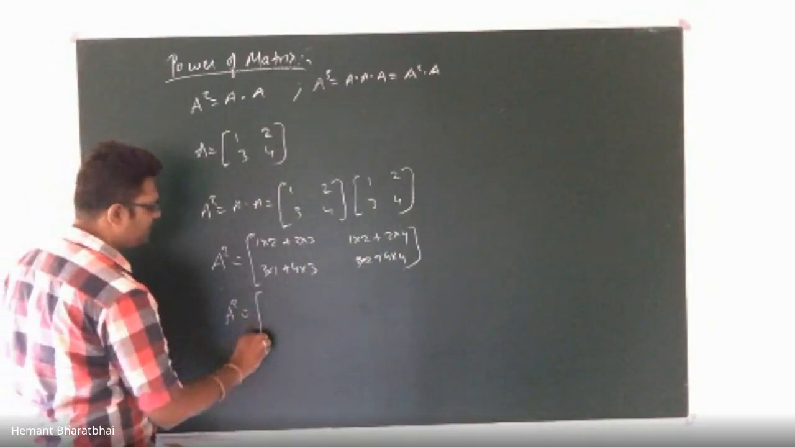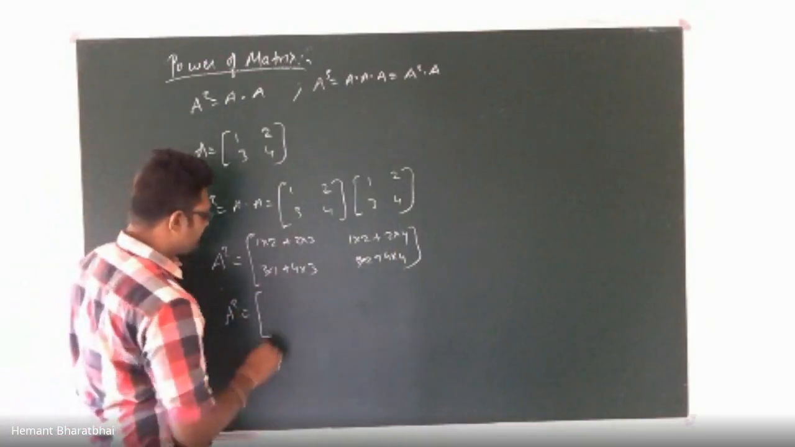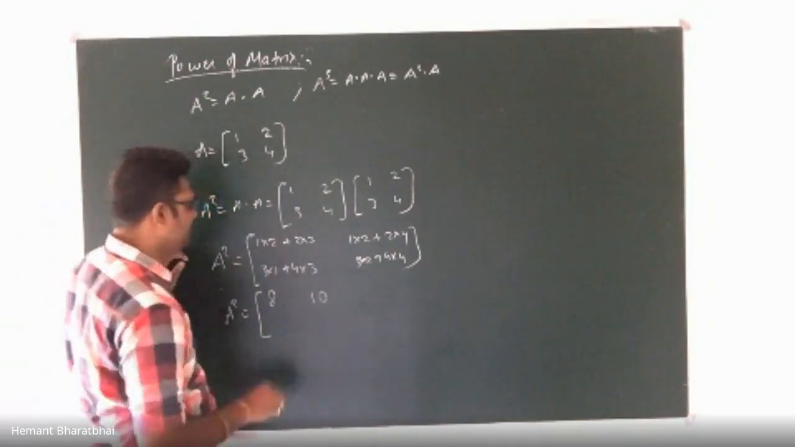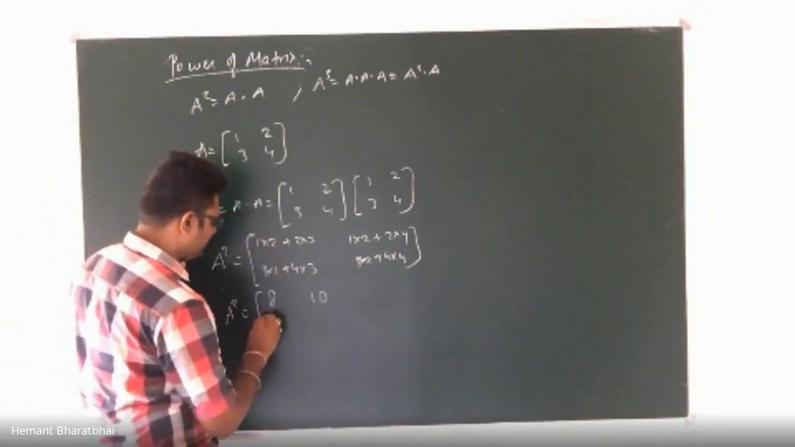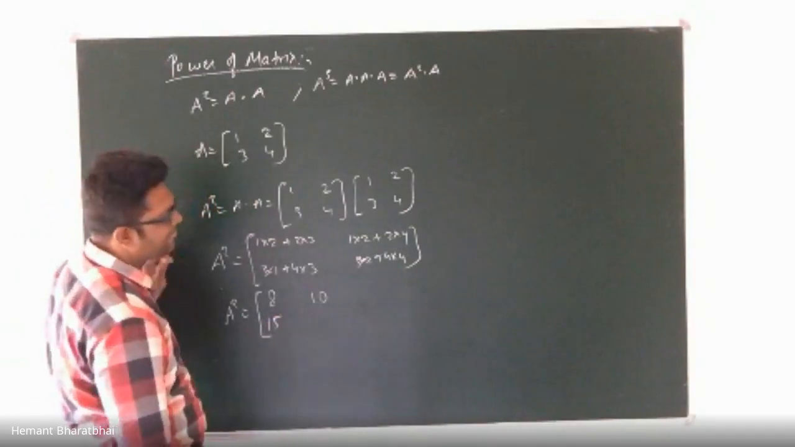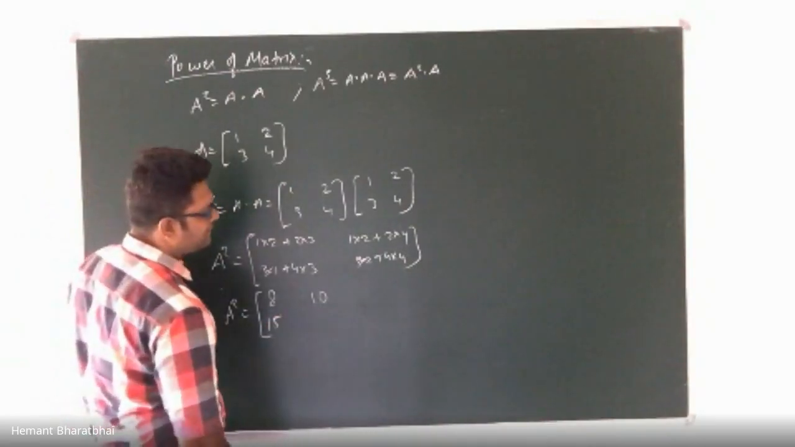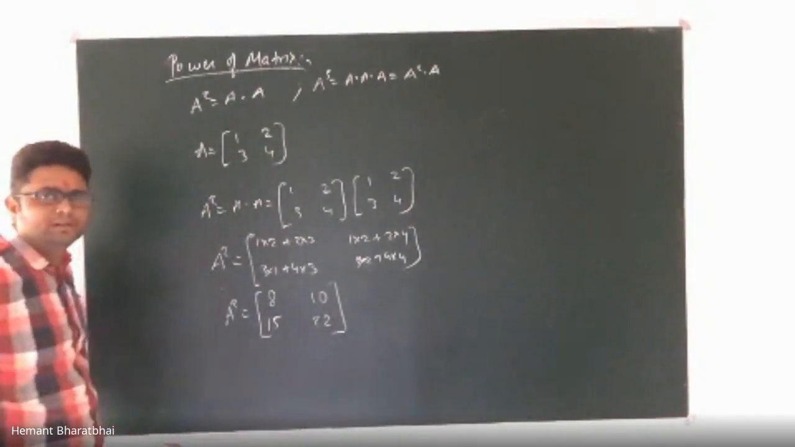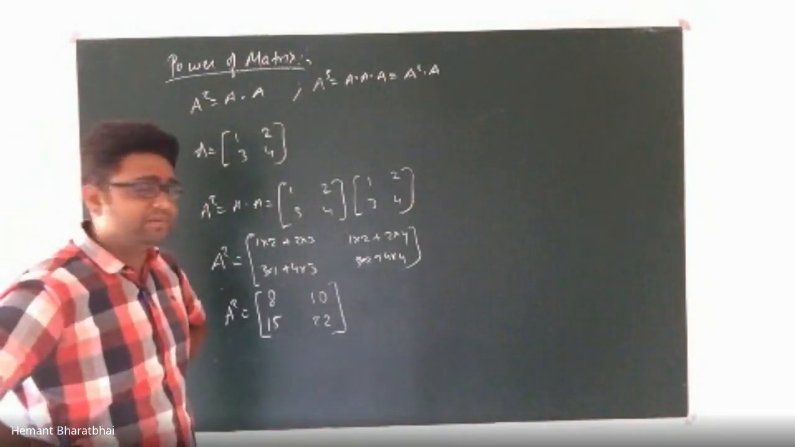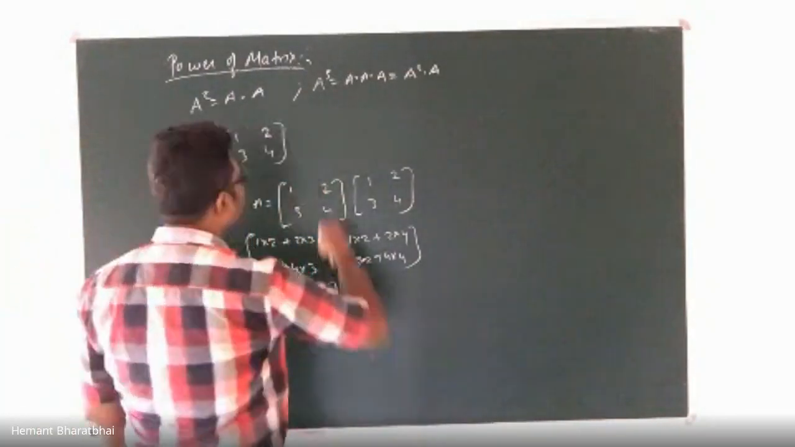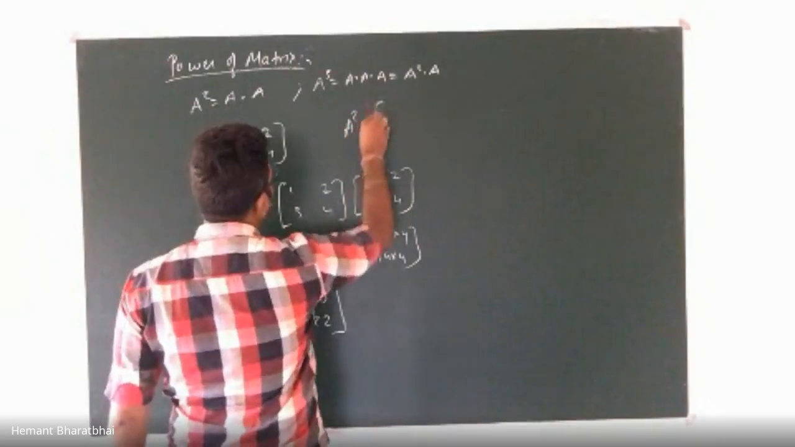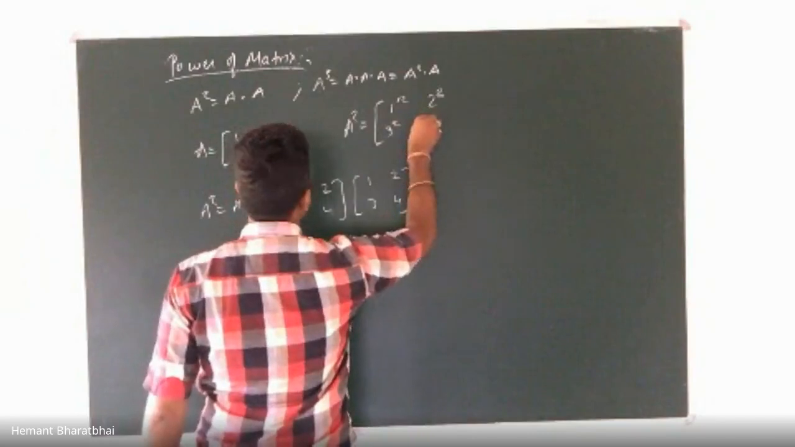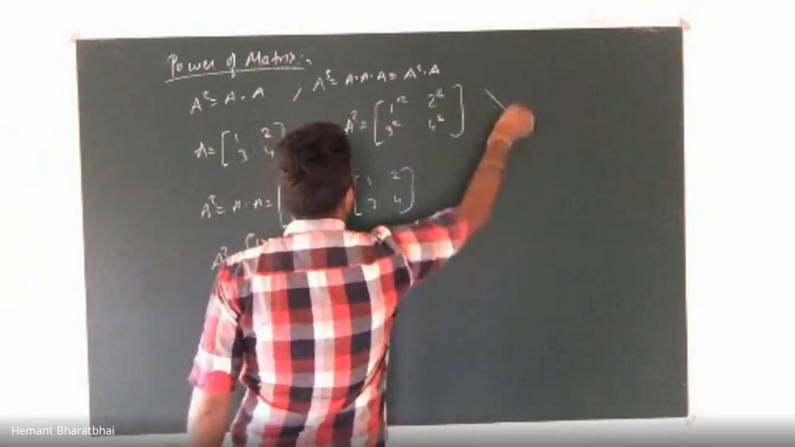So you will get A squared is equal to 6 plus 2, 8; 2 plus 8, 10; 3 plus 12, 15; and 6 plus 16, 22. So this is the value of A squared. Generally what happens is, suppose this matrix A is given and you are told to find out A squared, what the students do is this mistake. This is wrong.